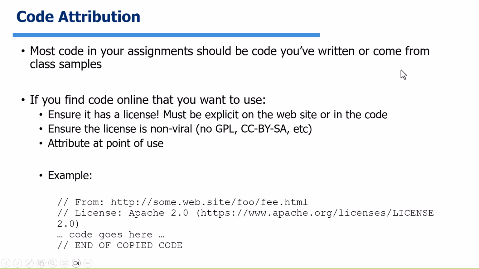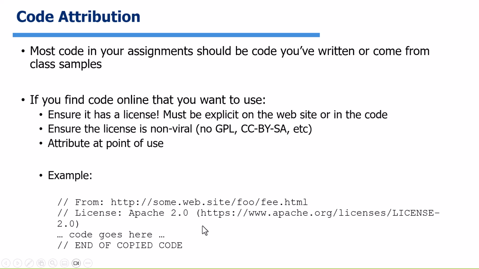If you do find little bits online that you want to reuse, and a lot of times you might go to Stack Overflow or something and find a little snippet, that's okay as long as you attribute it. And really all I want for attribution is a little comment, kind of like at the bottom, say where you got it from and say what license it is. It's really important that you say what license it is.